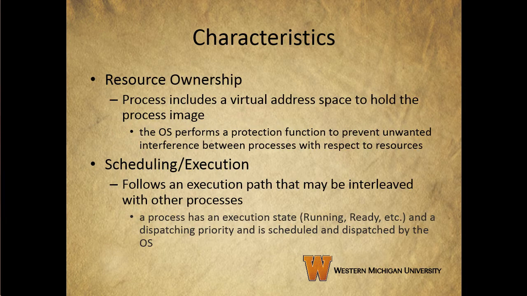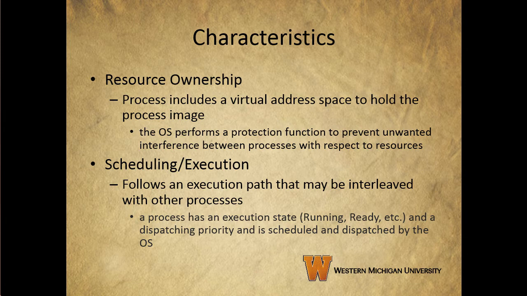Now let's recall from Chapter 3 that a process contains two specific characteristics. We have resource ownership, where a process includes a virtual address space to hold the process image. Now that process image, again, is a collection of the program, the data, stack, and attributes defined in the process control block. From time to time, that process may be allocated control of resources such as memory, I/O channels, I/O devices, and files. So the OS performs the protection function to prevent unwanted interference between processes with respect to those resources.